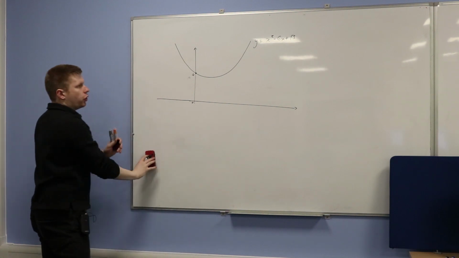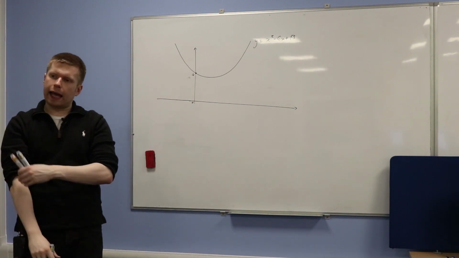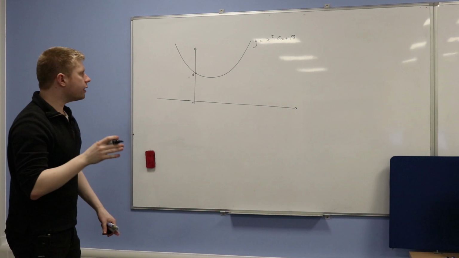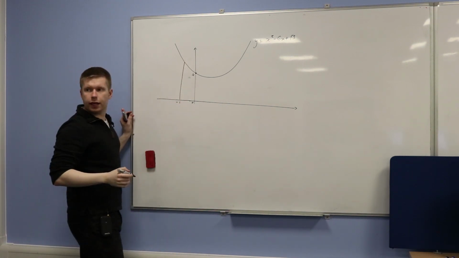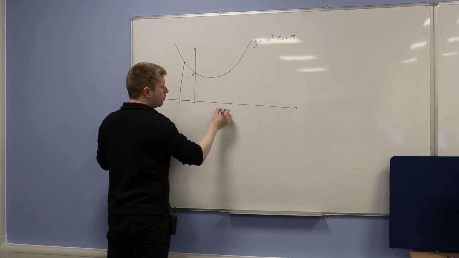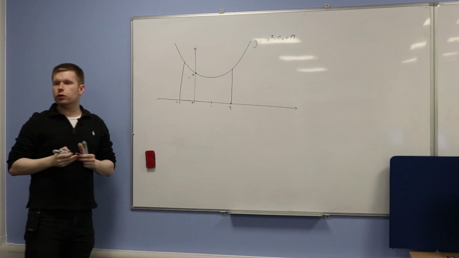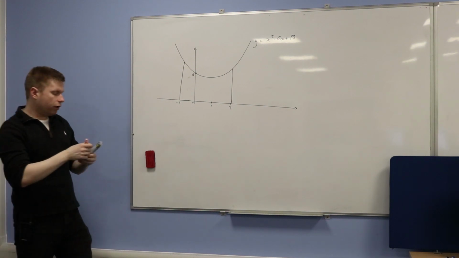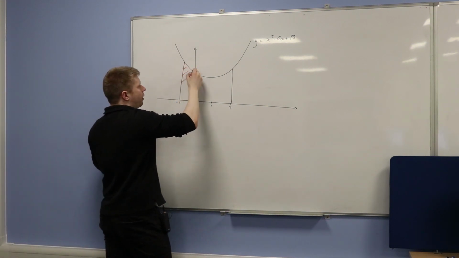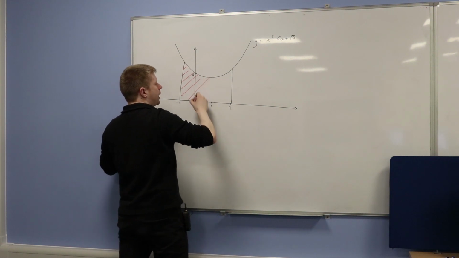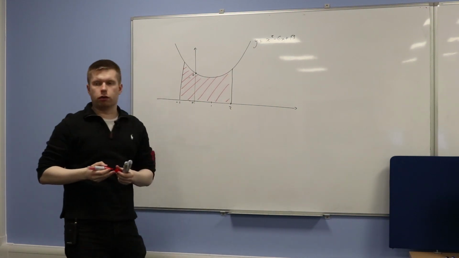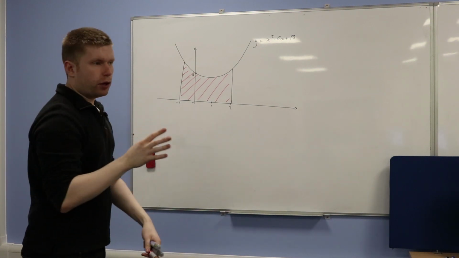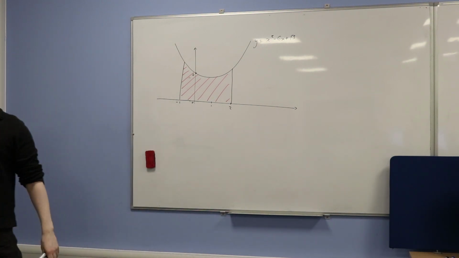What I want you to do is work out the area underneath this graph between -1 and 2. So I want you to find the area underneath this graph. By the area underneath this graph, I mean the area between the x-axis and this graph, between -1 and 2, okay? If you know about integration, don't spoil it, okay?